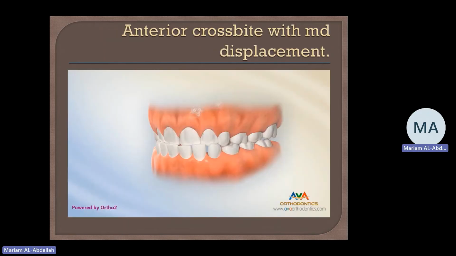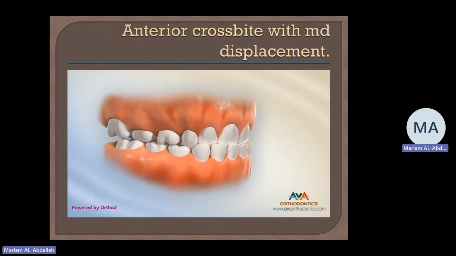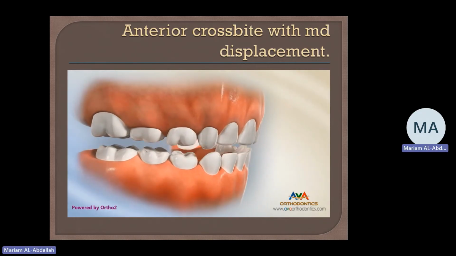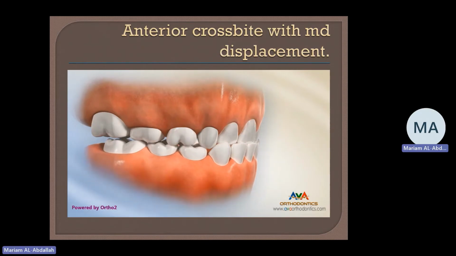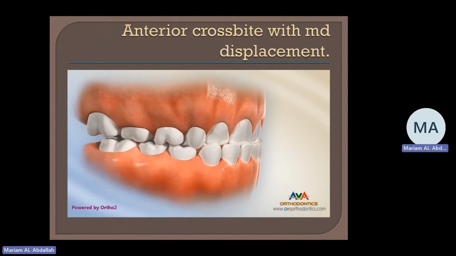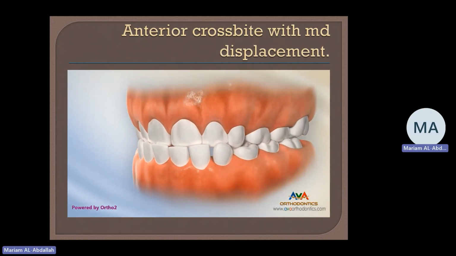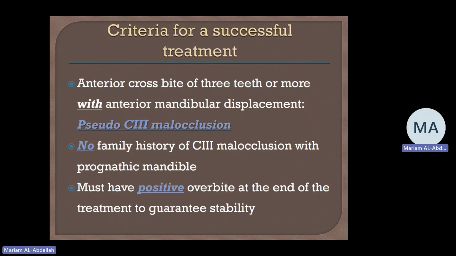Okay, so let's look at this short video showing you the anterior crossbite with mandibular displacement. You can check this by asking the patient to bite edge to edge. So if they can bite edge to edge and then the mandible is displaced anteriorly, then we call this pseudo class 3. Because edge to edge is a premature contact, it's uncomfortable. So the patient is trying to find a more comfortable position to go through maximum intercuspation by displacing his mandible forward. So this is a pseudo class 3.